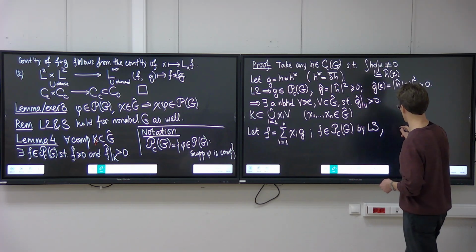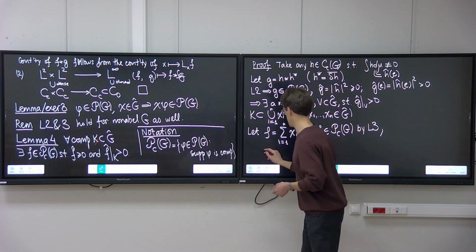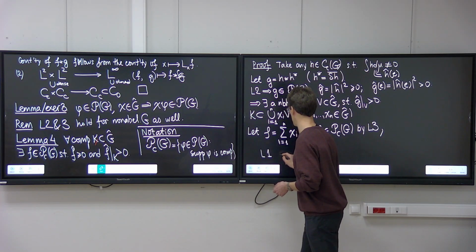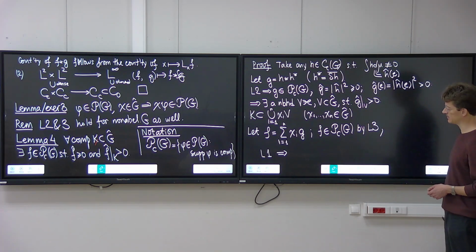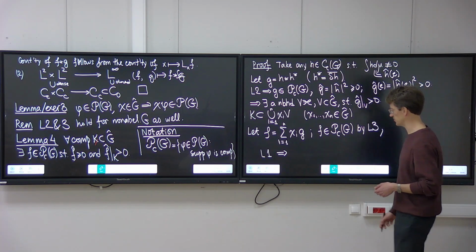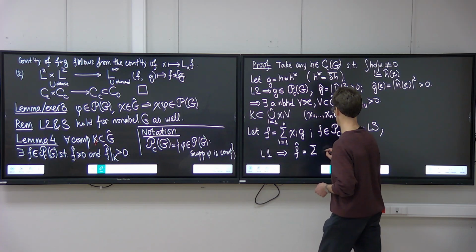Now, if you take the Fourier transform of this function, this is given by lemma 1. We know that the Fourier transform of the product by a character is the left translate of the Fourier transform. So the Fourier transform of f is the following sum.